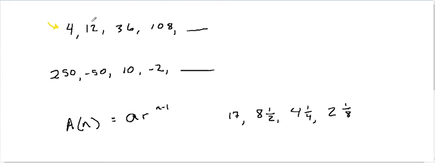But instead, what if I take this term and divide it by the previous? 12 divided by 4 is 3. 36 divided by 12 is 3. 108 divided by 36, if you check it on a calculator, it's 3. So when you think of it going this way, I'm multiplying by 3 every time. And if I multiply 108 by 3, I will get to my answer.